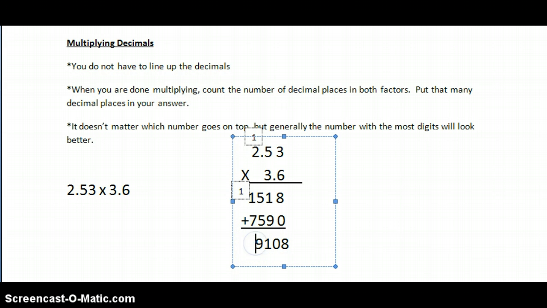So I've got 9,108. Now here's where a problem comes about. People get so excited about solving this they forget the decimal. Well, don't forget to come back here and start at the 2.53 and count 1, 2, and then your next factor 3.6 has 1. So my decimal places are going to start from here and move 1, 2, 3, giving me an answer of 9.108.